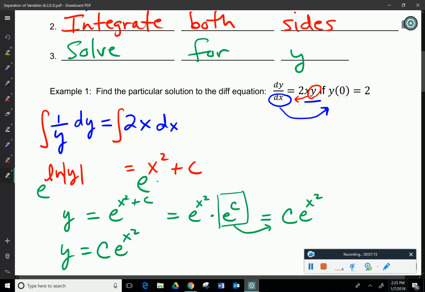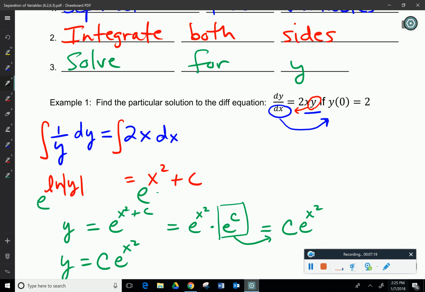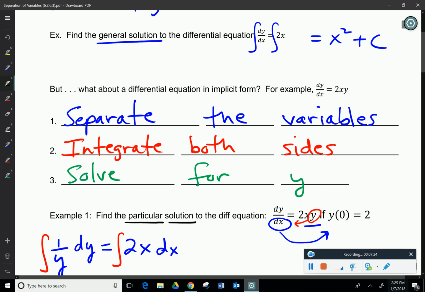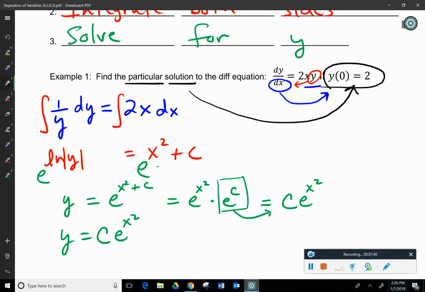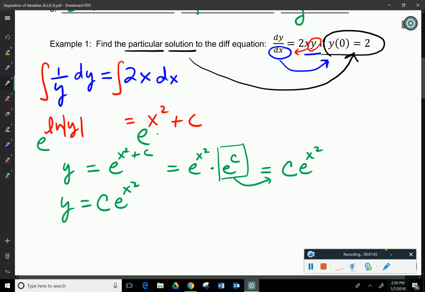Now let's look at the directions. Notice it said find the particular solution, right? Particular solution. And what I had said up here above is general solution means you're going to have a plus c. But if I want a particular solution, that means there must be some information they've given me so that I can find the value of c. And since they've given me an ordered pair for the original function, I can find the value of c. So I'm going to put in a 2 in place of y and a 0 in place of x.